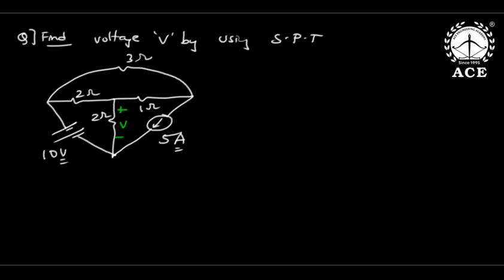See here, the voltage V across 2 is due to simultaneous action of two sources. I will take each source separately. First, I will take 10 volts only. Okay, now watch this, please. I am taking the first step, 10 volts only.